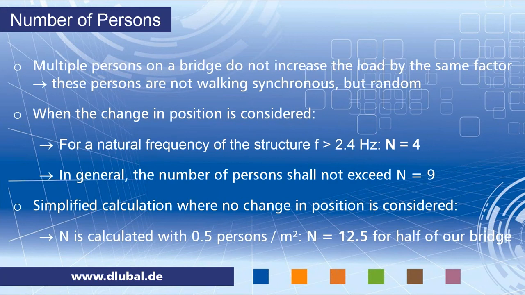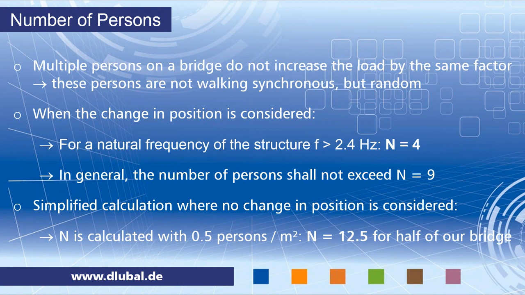As I said, we come back to the number of persons. It's not that multiple persons on a bridge increase the load by the same factor. These persons are not walking synchronously, they are just walking randomly. So that's why you don't multiply by 10 because you have 10 persons on the bridge. That's why in the formula you have the square root of the number of persons.